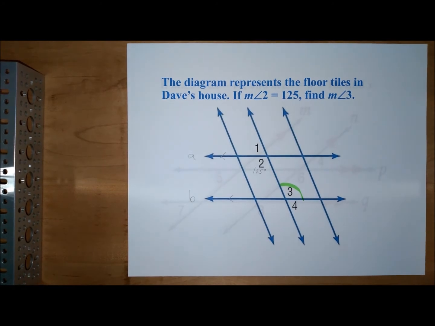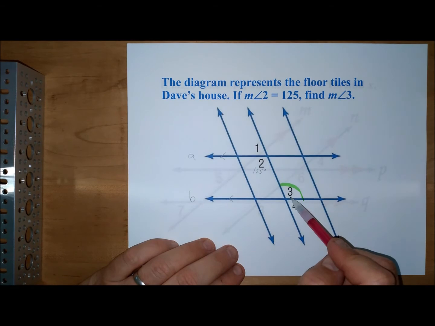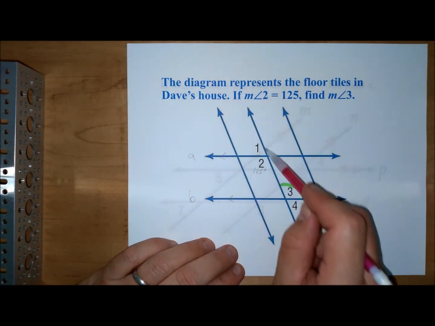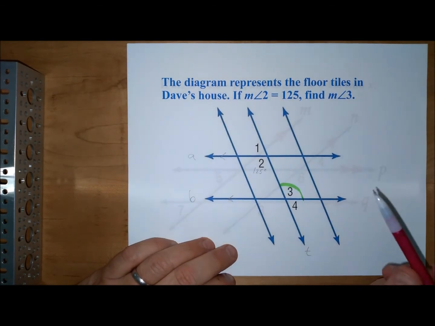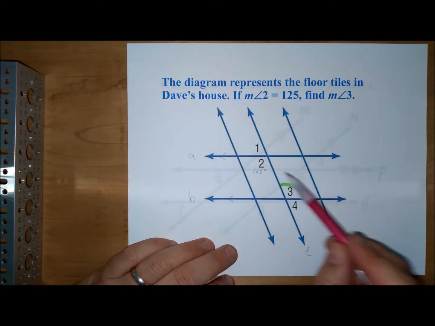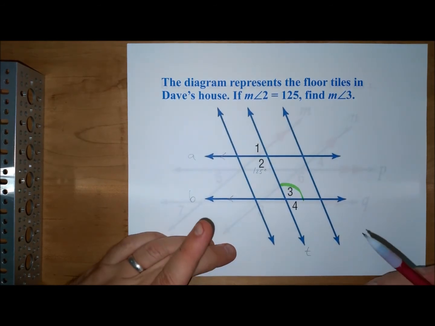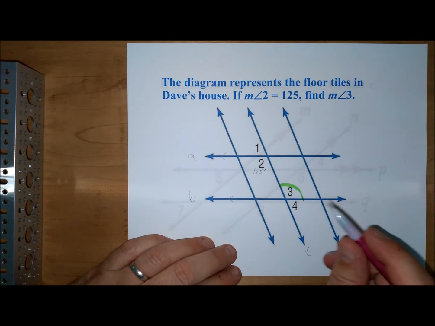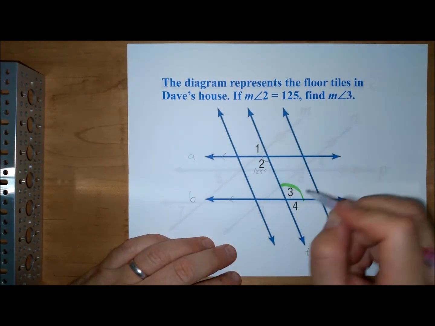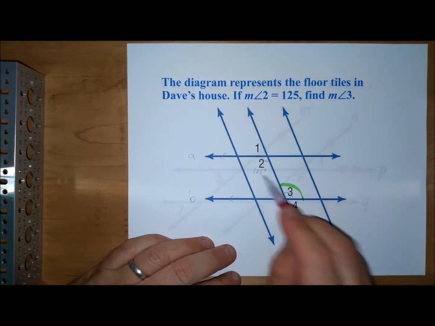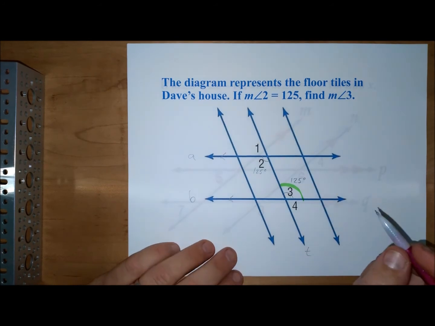Okay, but if these lines are parallel, and then 2 and 3 are created by this transversal here, let's call it T, then what's the relationship between angles 2 and 3? Well, they're both on the interior of A and B, and they're on alternate sides of the transversal, so they're alternate interior angles. And what do we know about the alternate interior angles when the lines that form them are parallel? They're going to be congruent. So if angle 2 is 125, angle 3 is going to be 125 as well.